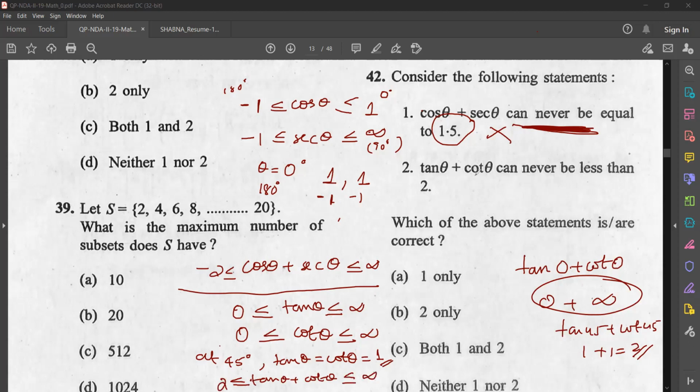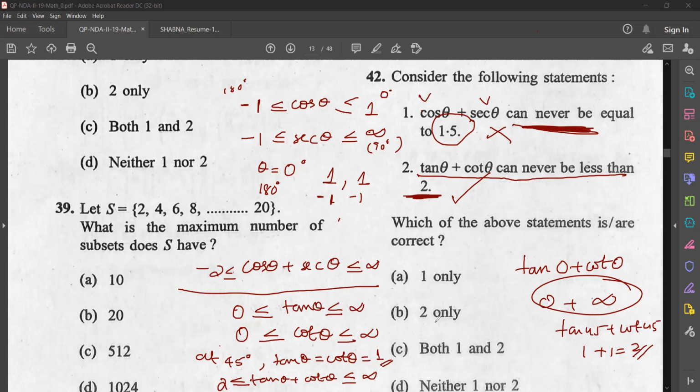Understood? So the statement that tan theta plus cot theta can never be less than 2 is a correct statement. Understood? So you have to consider the individual intervals, add these intervals and see whether the statement is correct. Similarly, take the individual intervals, try adding them, and then you'll get the correct condition. So tan theta plus cot theta can never be less than 2. Okay, so this is a correct statement.